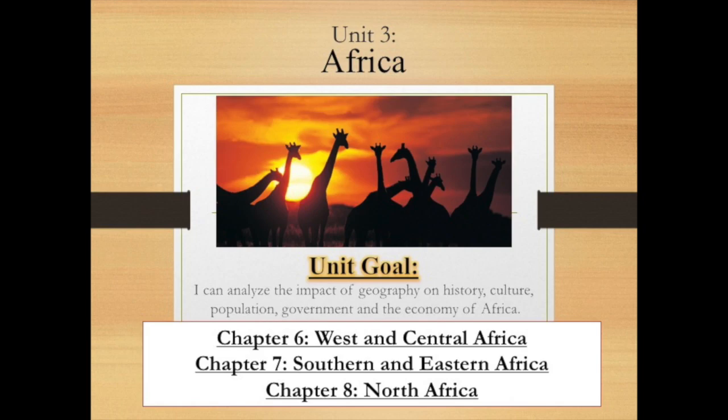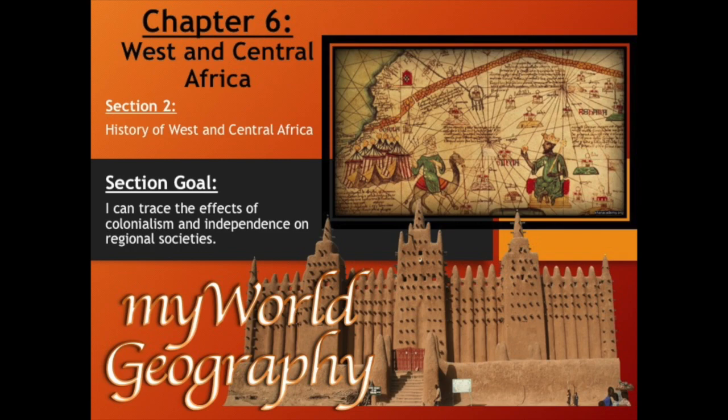We are working on Unit 3, Africa. Our goal for this unit is to analyze the impact of geography on history, culture, population, government, and the economy of Africa. This unit is split up into 3 chapters. Chapter 6, West and Central Africa. Chapter 7, Southern and Eastern Africa. And Chapter 8, North Africa.